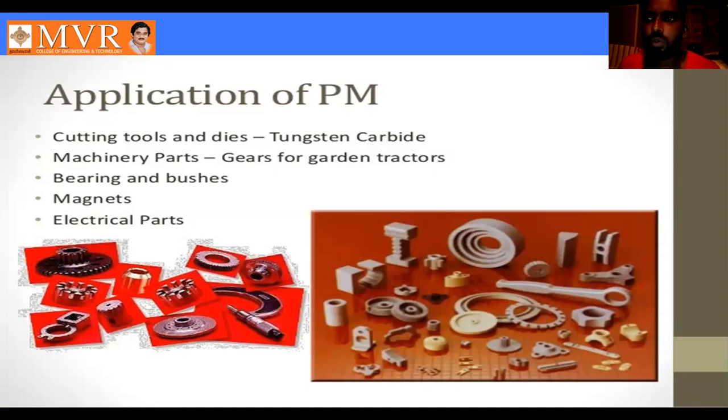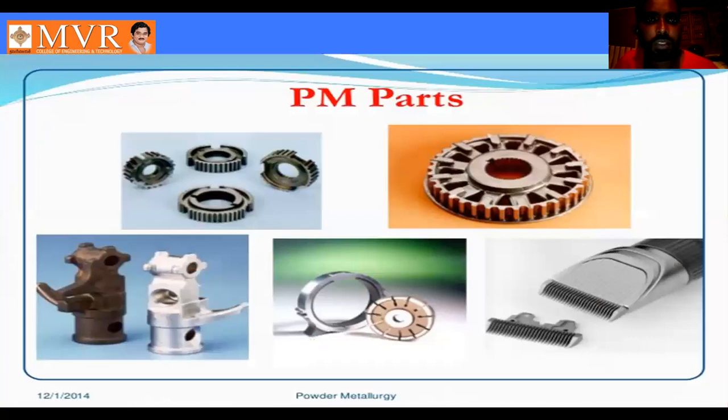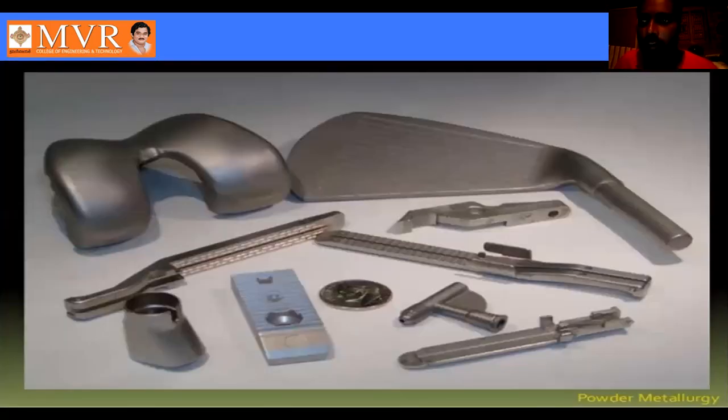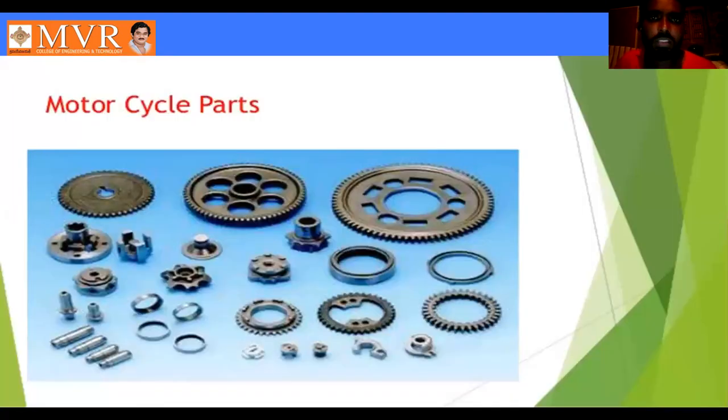So that is our today class. Today we discussed the compacting method and sintering methods, and the applications of powder metallurgy, and what kind of parts we are making by using powder metallurgy. In this diagram we can see clearly that by using powder metallurgy we are making different kinds of parts.